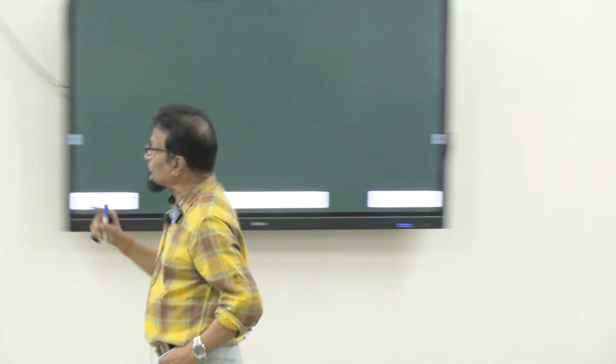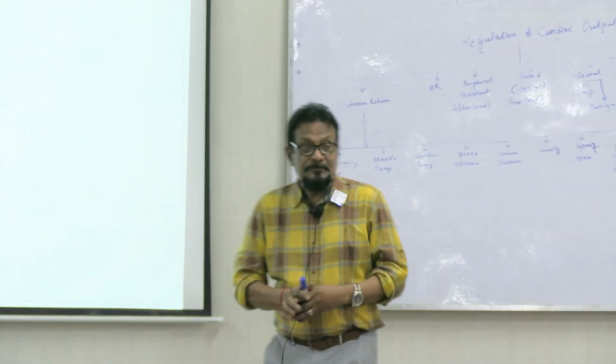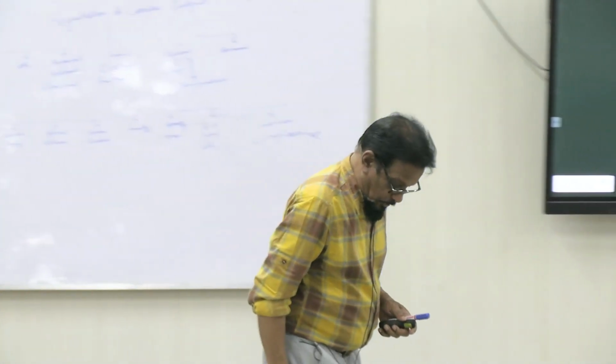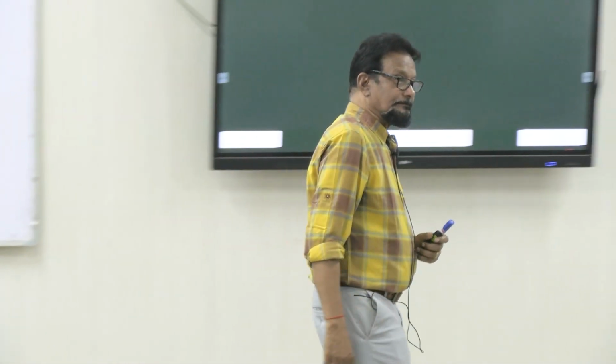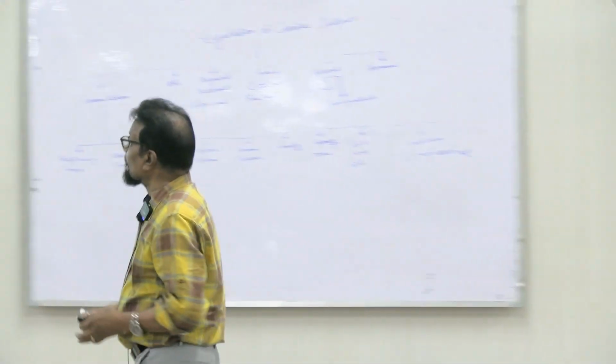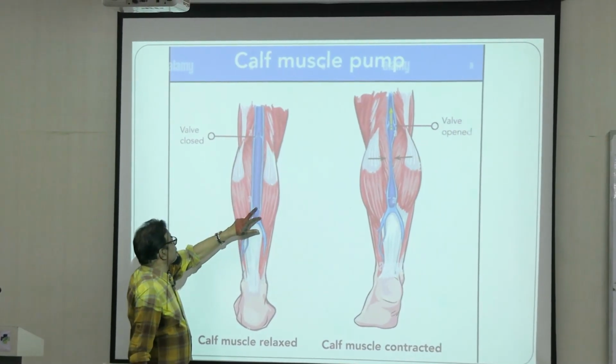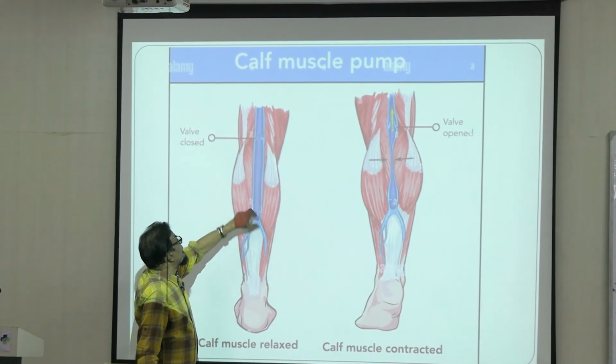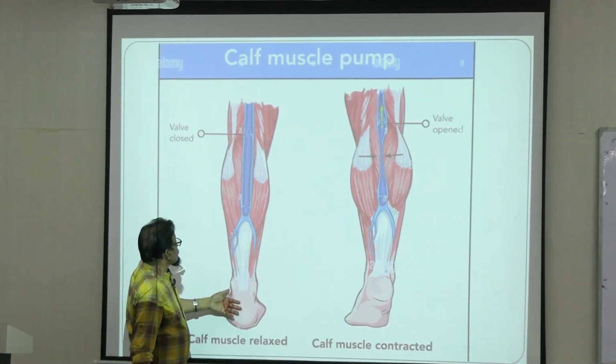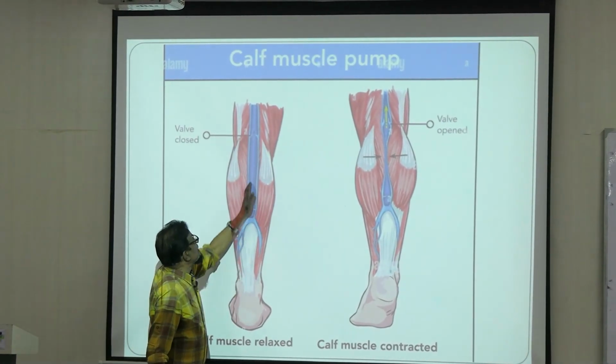Next, come to the muscle pump. Think of this. I am contracting my calf muscle. Within the calf muscle, there are some blood vessels, veins. Now these veins have valves, which open in one direction. The calf muscle is relaxed. This is the vein. Here is one valve, here is another valve. So blood is moving this way.